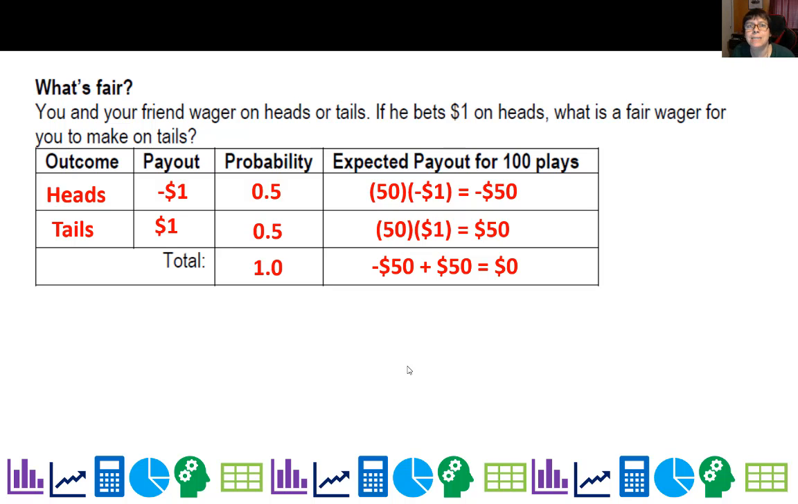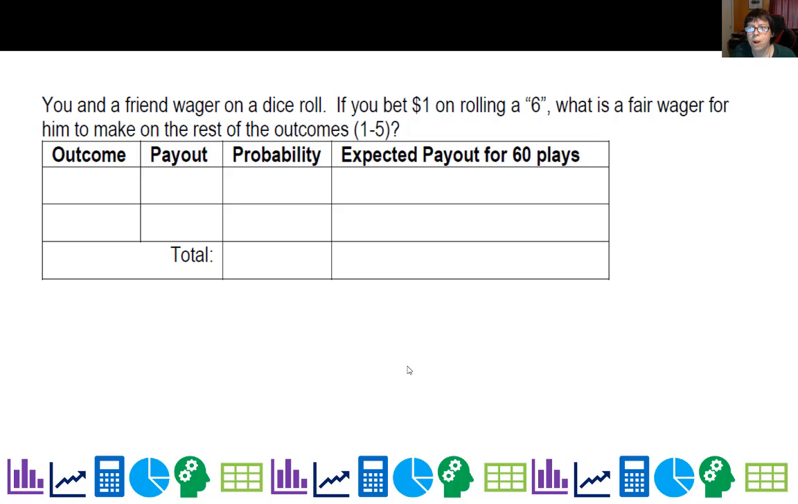All right, so that's a very easy example with heads and tails. What about if we roll a die and now you're betting $1 on just winning if you get a 6? What is a fair wager for him to make on the rest of the outcomes? So the outcomes are 1 through 5 and 6. If 1 through 5 come up, you lose $1, right? What should the pay be? Well, let's look at the probability for you losing $1. 5 out of 6 times you're going to lose $1, which means 1 out of 6 times you're going to win. If we did 60 plays, we would expect, and so those probabilities add up to 1.